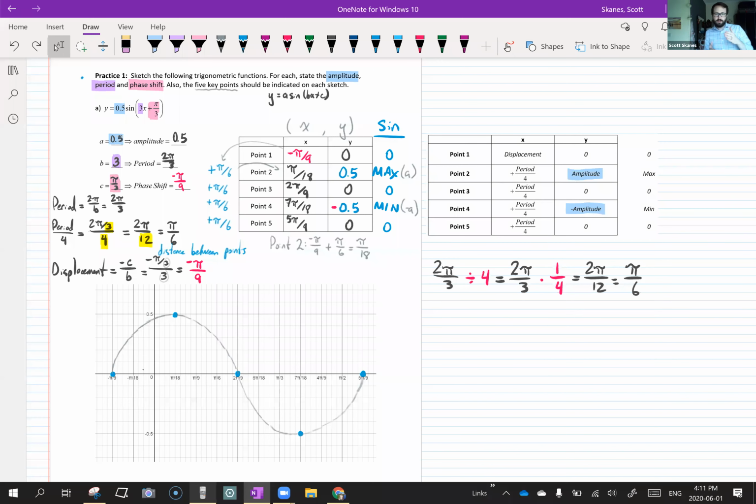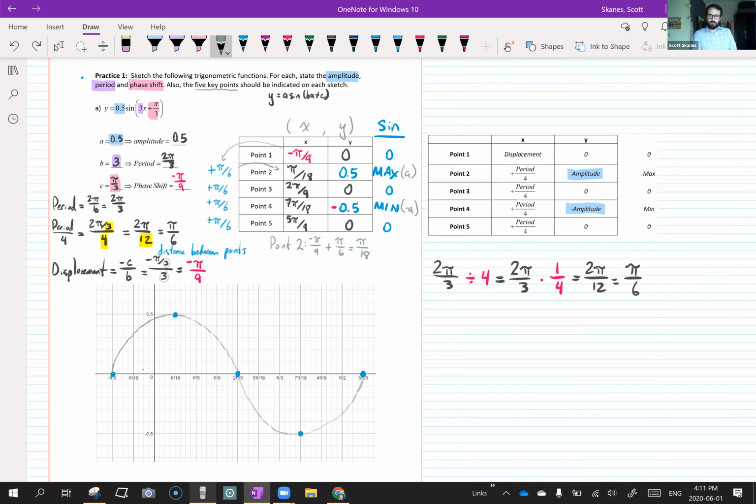The period divided by 4 tells you how far you need to add to the displacement. So displacement you should have, because you'll have C and B. Put that in your table over here. Add your period over 4 each time, and then you'll have everything. This part here, the y values are always super easy to get. Just follows the pattern, okay?